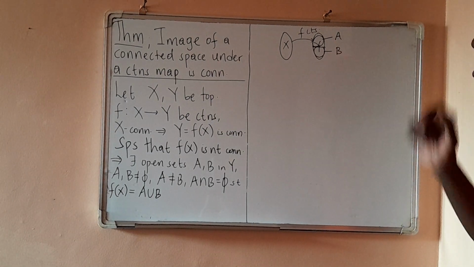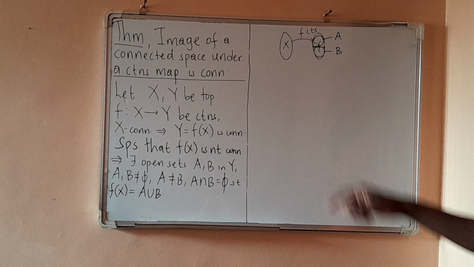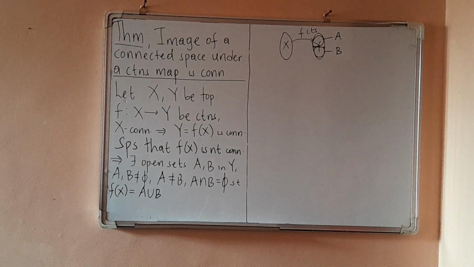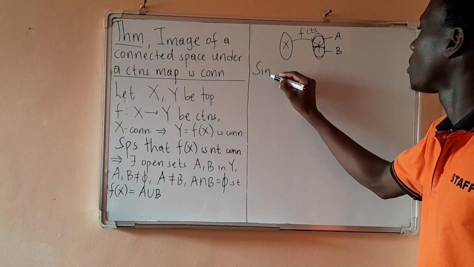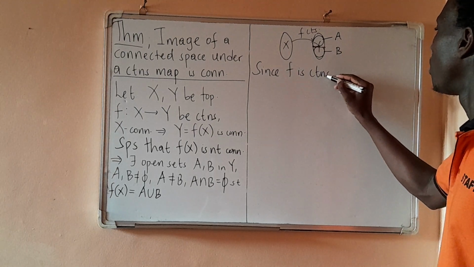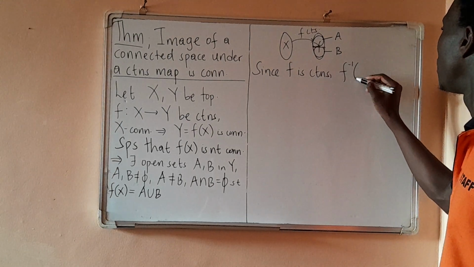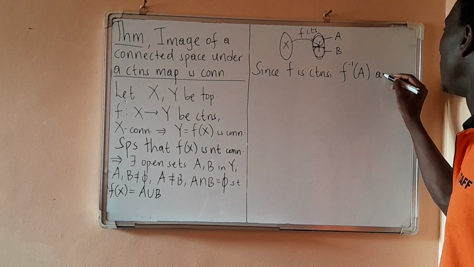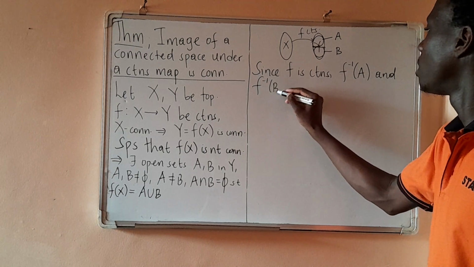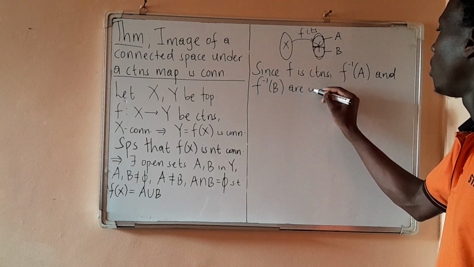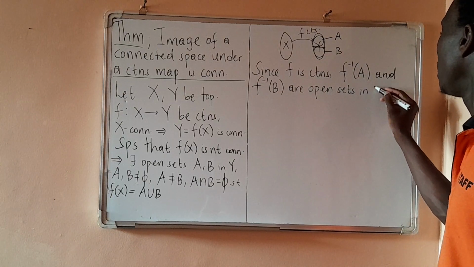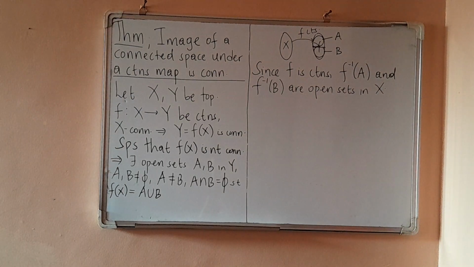Now, since there are open sets here and F is continuous, the pre-image of each of these sets is an open set. So since F is continuous, F inverse A and F inverse B are open sets in X.